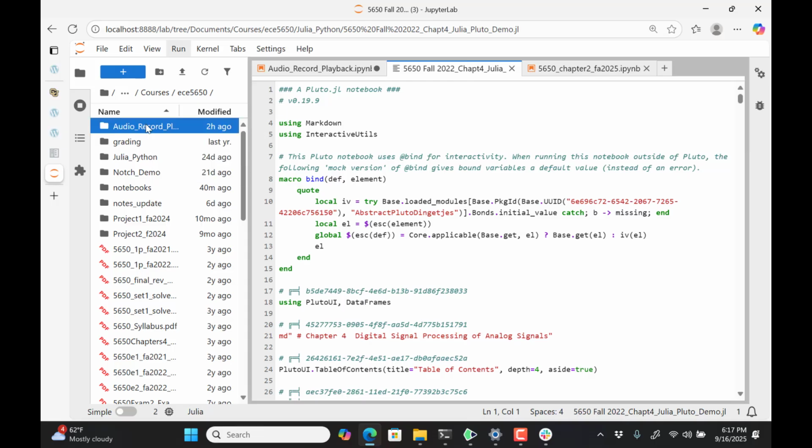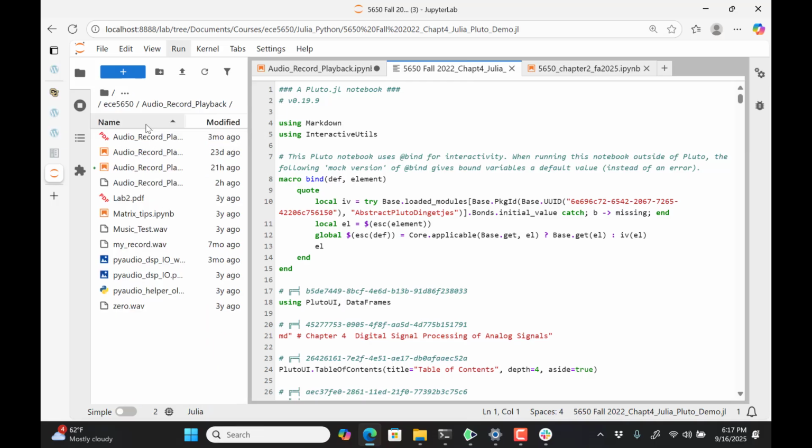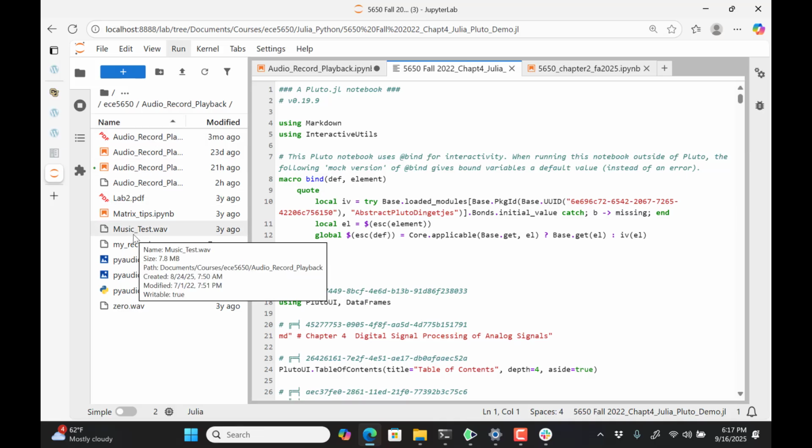It's in its own folder. So this is all I've got for running this notebook. It's just in this folder. This WAV file is downloaded separately, and it's on the website under the project.